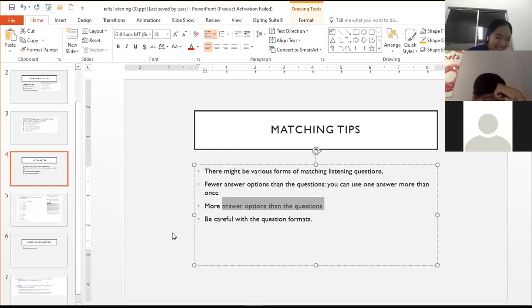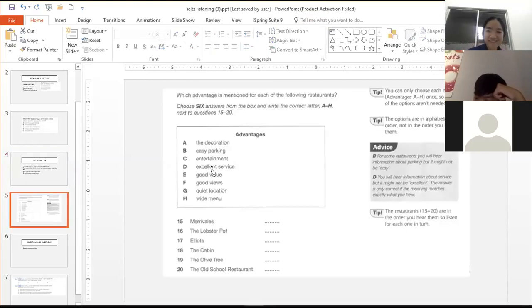We'll go to the second one. This time there will be more answer options than the question. So look at the questions first.